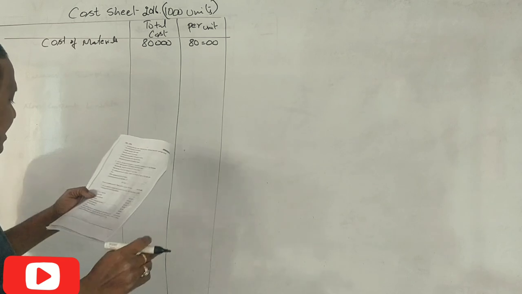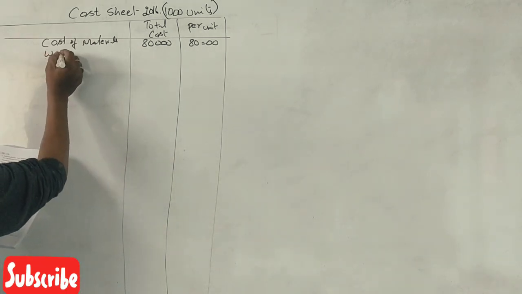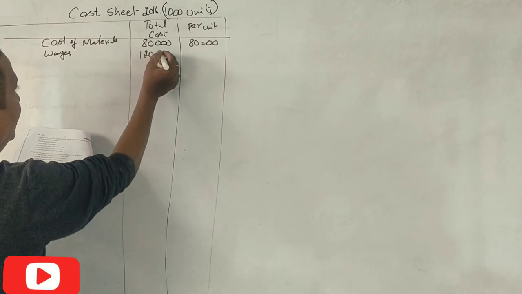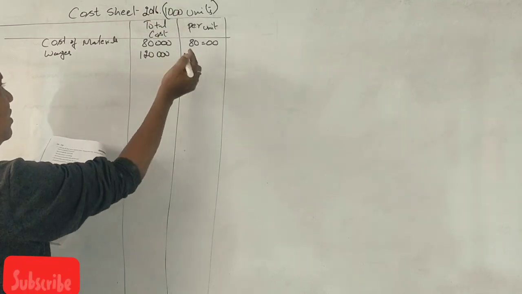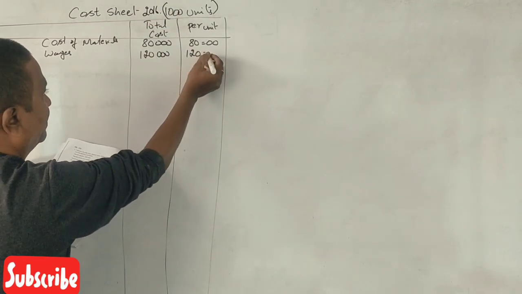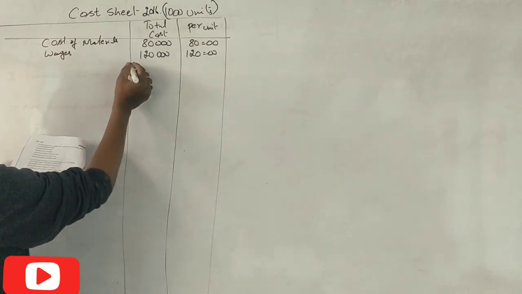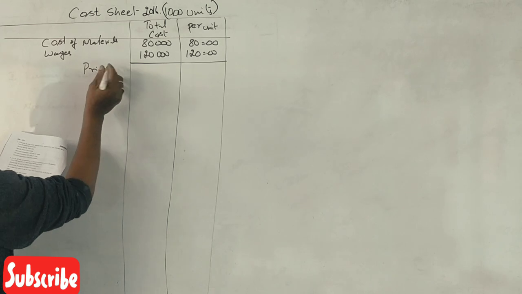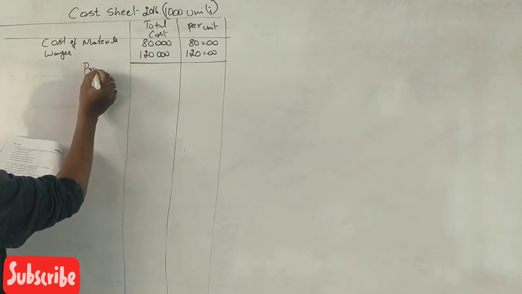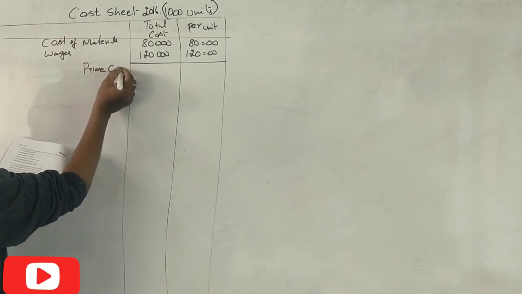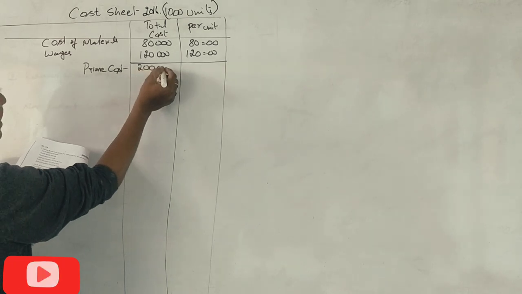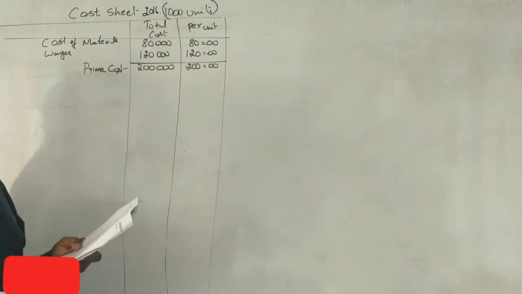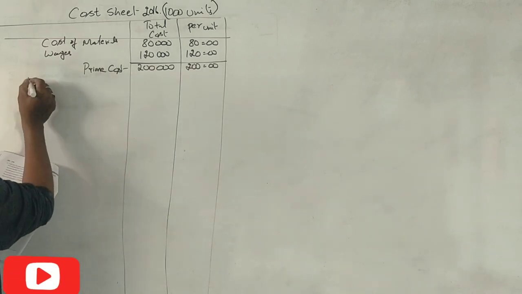Next is wages. The wages paid is 1,20,000 rupees for 1,000 units. For one unit, it becomes 120 rupees. No other direct expenses is given. If you add these two, we get the prime cost. It is 2 lakh rupees, and per unit it would be 200 rupees. Right, sir? For this, what is to be added?